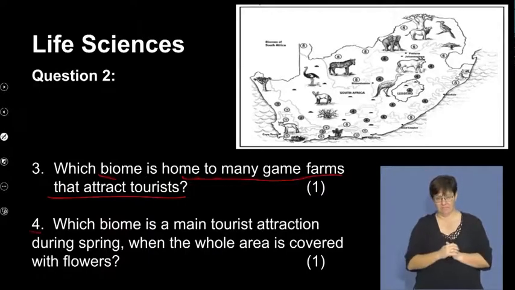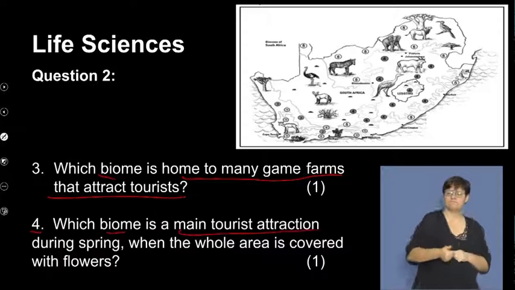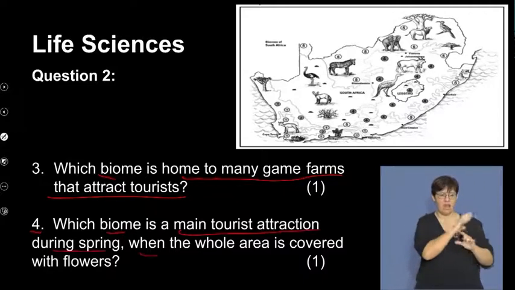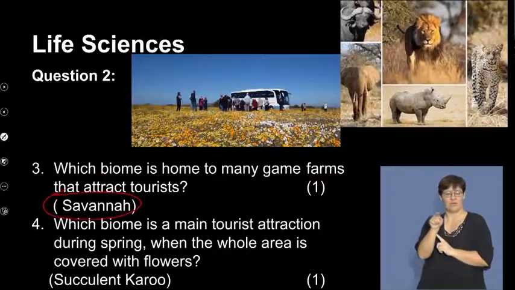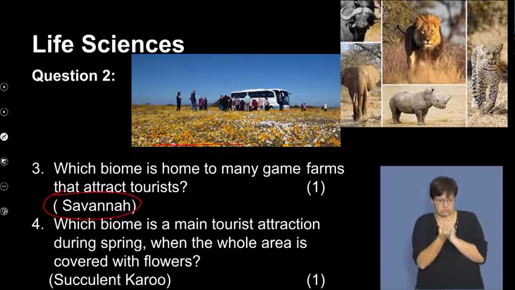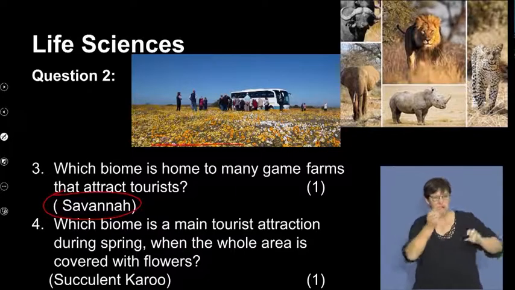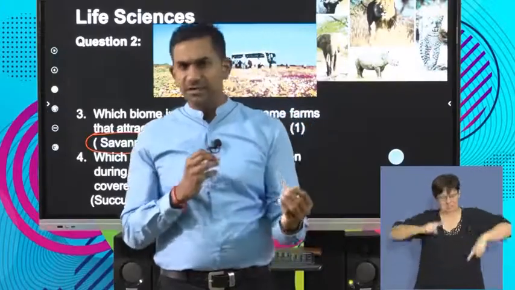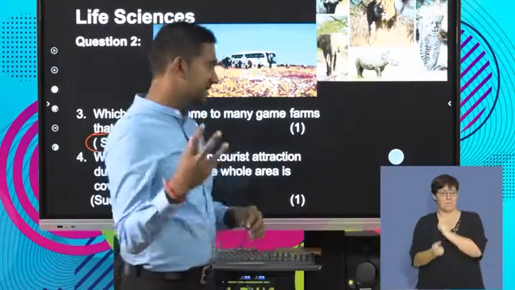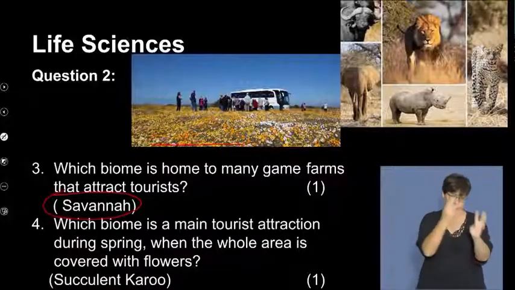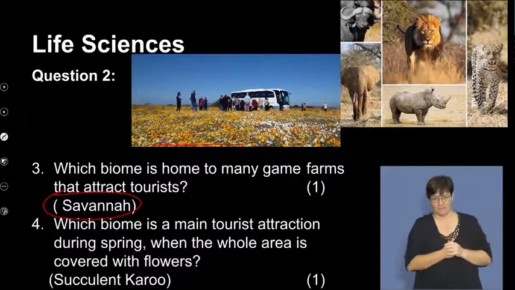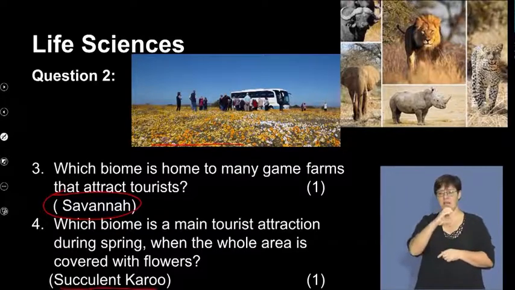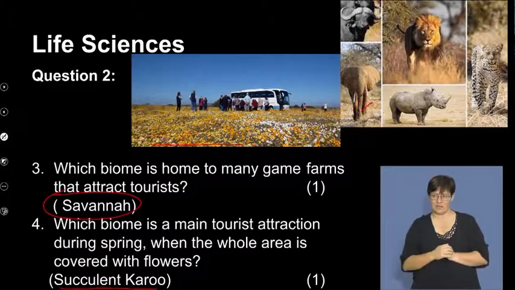The next question. Which biome is the main tourist attraction during spring, where the whole area is covered with flowers? Guys, I've got an image on the next slide which shows you a beautiful image of these plants that are predominantly flowering in spring. It forms an amazing landscape to see these areas with many different flowers that are beautiful and come up at this specific time. We have many people that actually visit our country specifically for this blossom of flowers that we see at one time of the year. And this would be your succulent Karoo. And here's an image of the big 5 that we would find in your savannas.